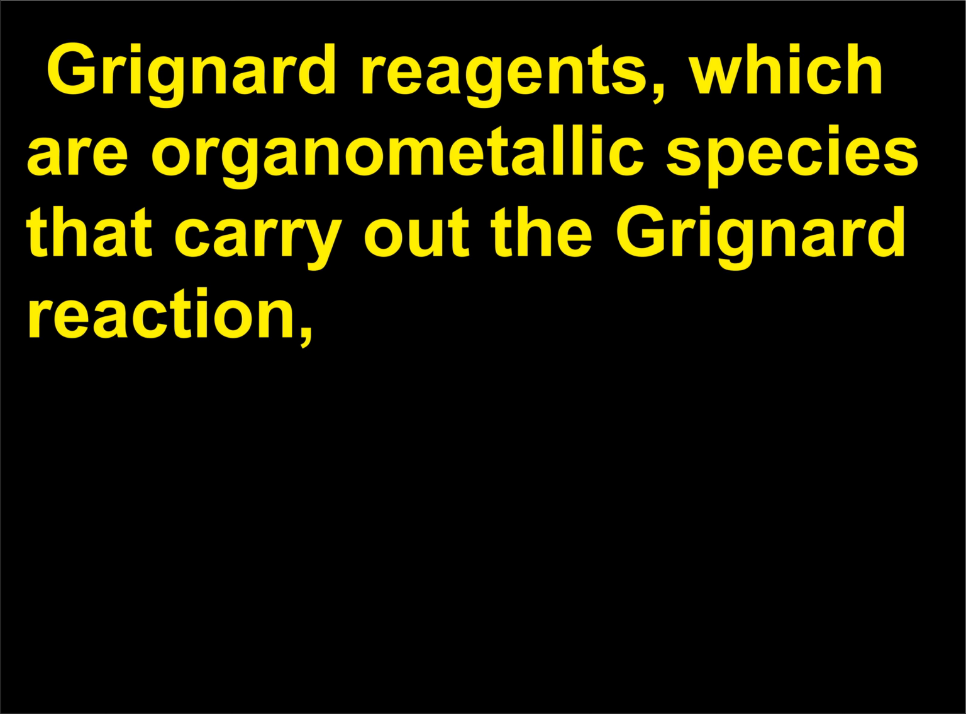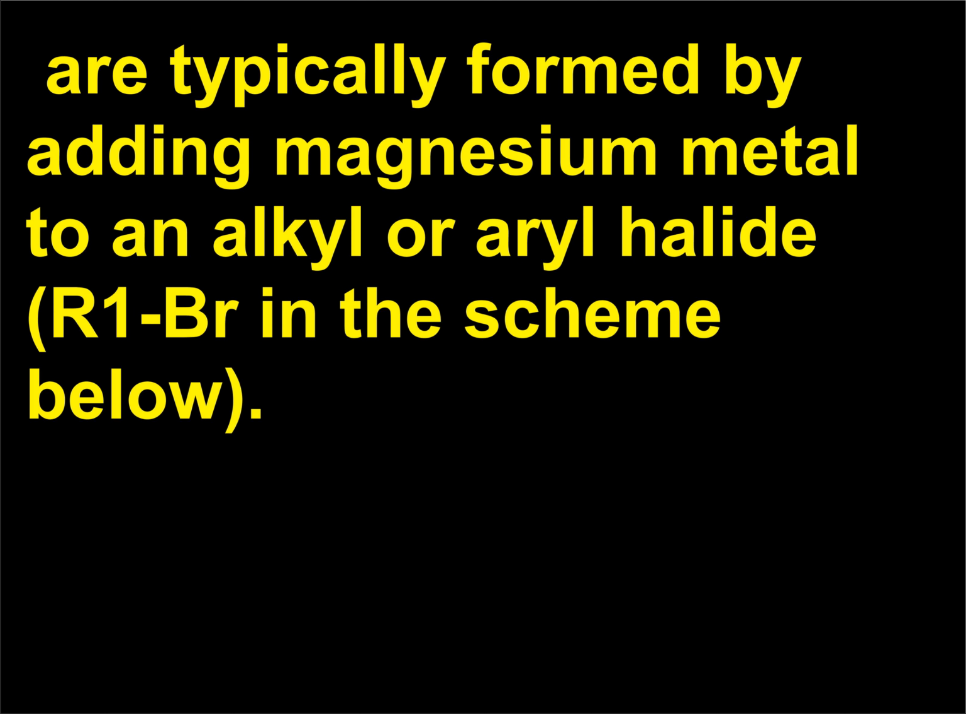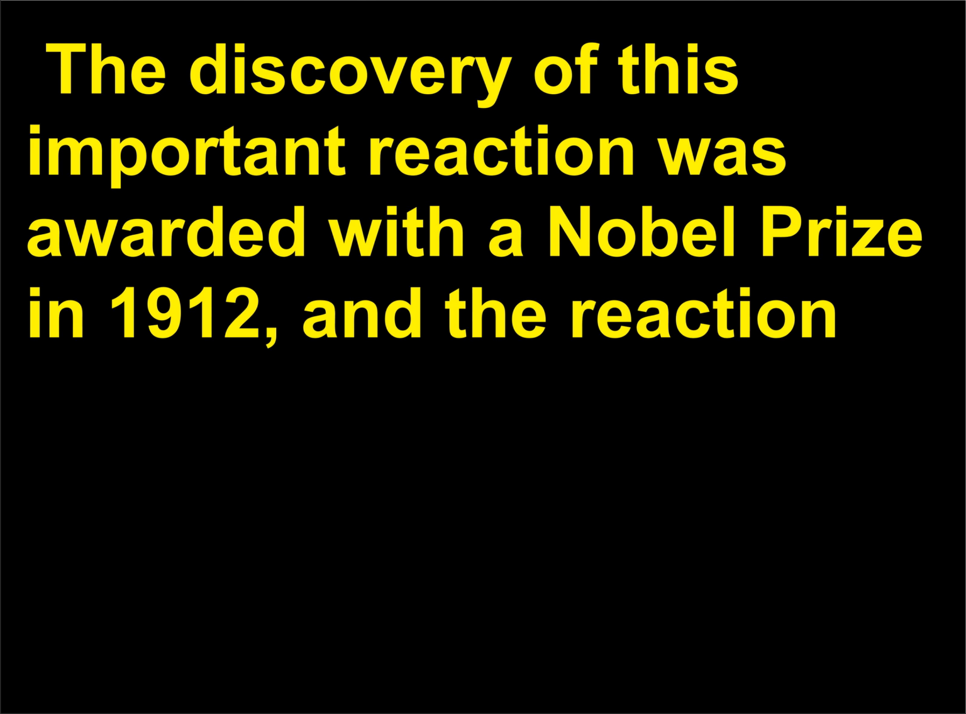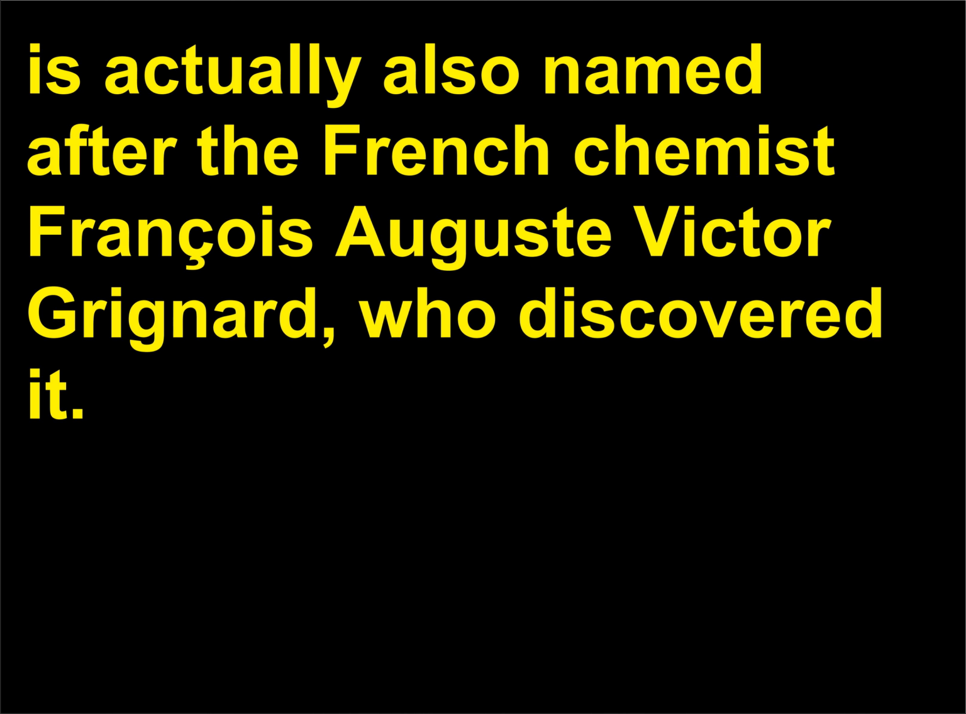Grignard reagents, which are organometallic species that carry out the Grignard reaction, are typically formed by adding magnesium metal to an alkyl or aryl halide, RBr in the scheme below. The discovery of this important reaction was awarded with a Nobel Prize in 1912, and the reaction is actually also named after the French chemist François-Auguste Victor Grignard, who discovered it.